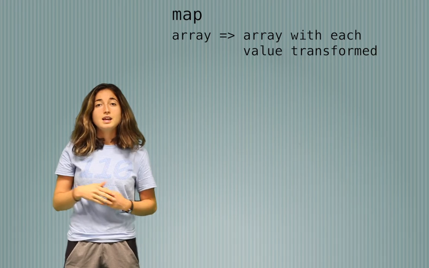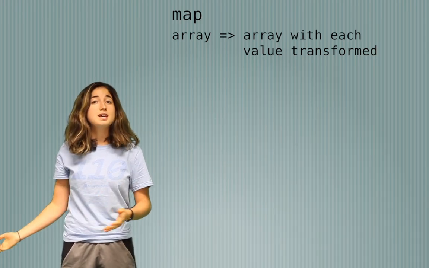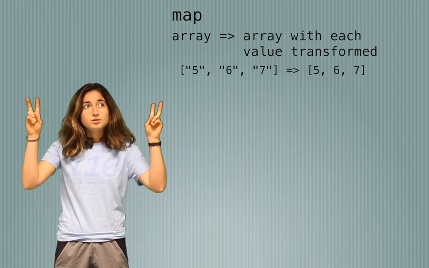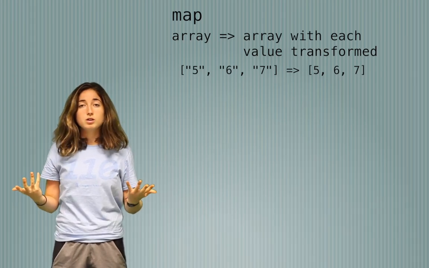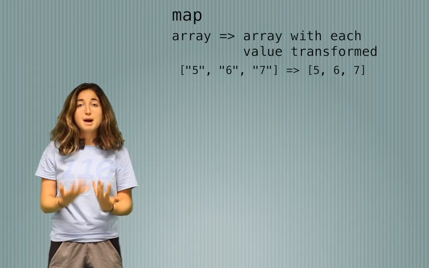For instance, if we are trying to map strings into integers, you can take in an array of "5", "6", "7" in those string quotes, and it will return 5, 6, and 7 as integers. So that's a map function.